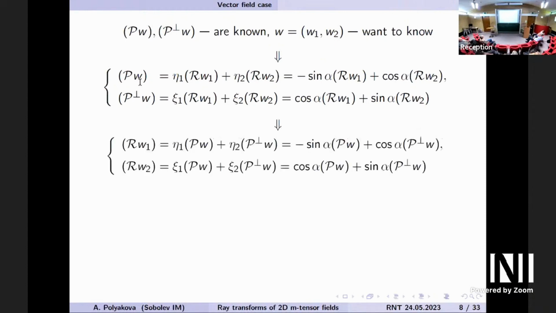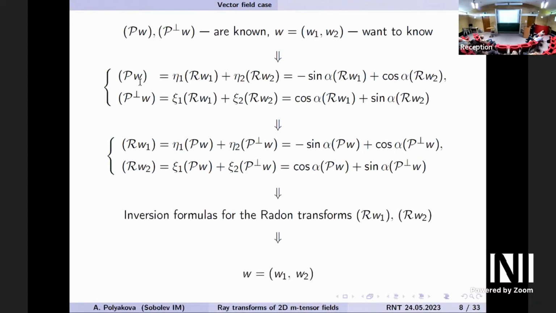And we get two equations. On the left hand side, we have the Radon transform of components of our vector field, and on the right hand side, we have known values. And then we can use any inversion formulas for Radon transforms, and then we get our fields. And here we reconstruct components of the vector field.